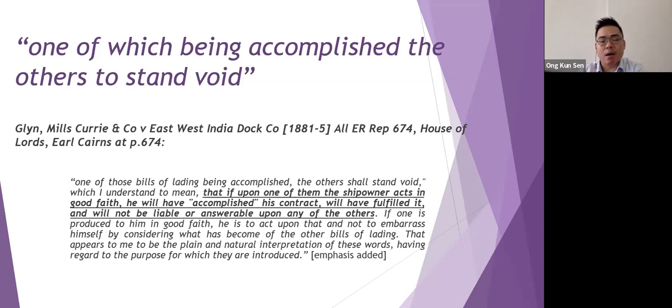As simple as it sounds, the principle is that irrespective of how many copies of the BOLs were issued, so long as one of them is presented to the ship owner and the ship owner delivers the goods to the holder in good faith, then the ship owner is not answerable to the other BOL holders. Okay, to give you a little bit more context, Kuhan, can you move on to the next slide?